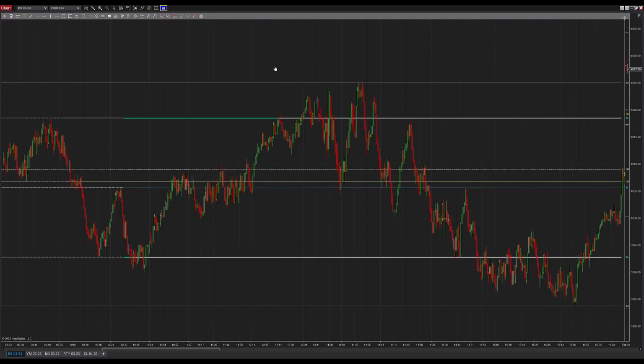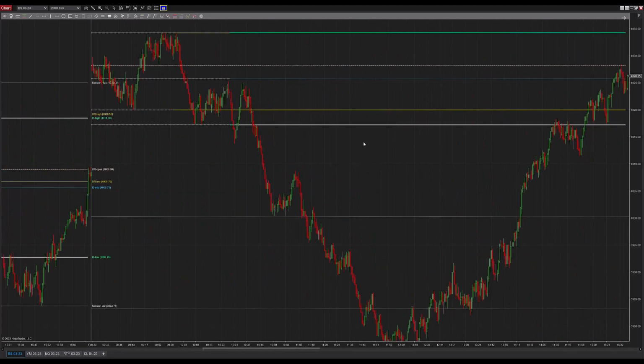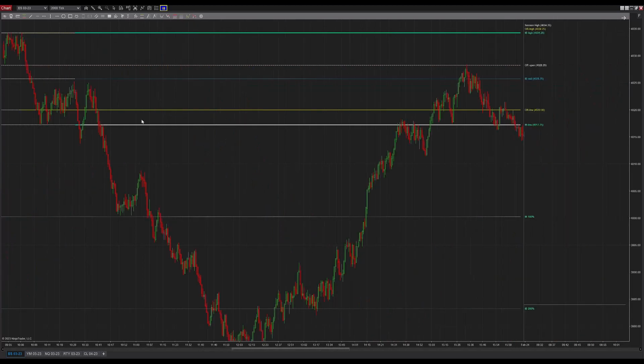All right, guys, that should give you something to work with here. If you're not familiar with this, hopefully I opened your eyes a little bit. If you're not familiar with this trade, trade it in sim while you get used to it. Try it. I think you'll like what you see.